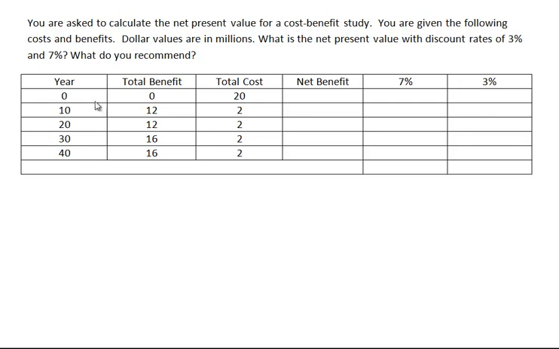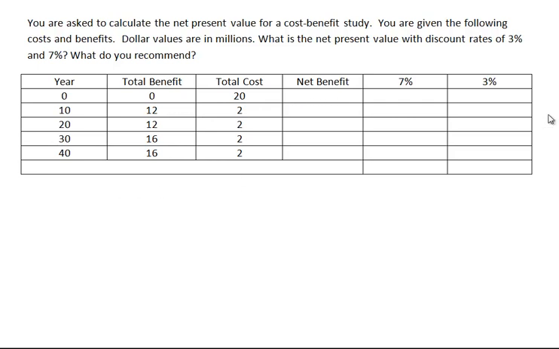So we also are looking at year zero would be today. So today we're spending $20 million to build this project. 10 years from now we get 12 million. 20 years from now we get another 12 million benefit. But we also have those $2 million worth of costs in the future to maintain the project. So let's first of all calculate our net benefit.